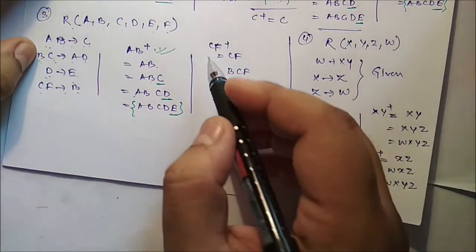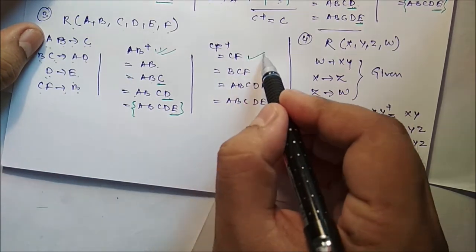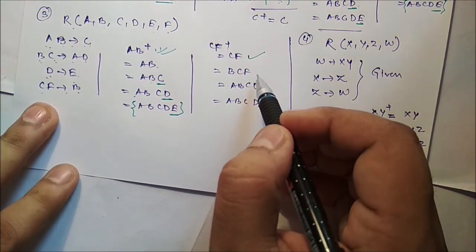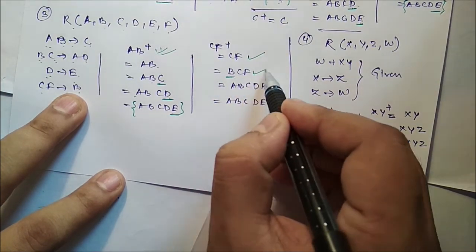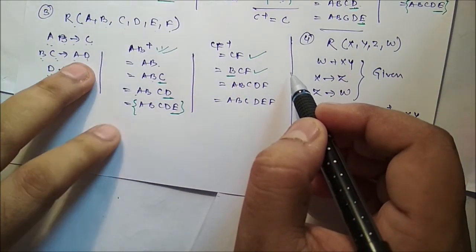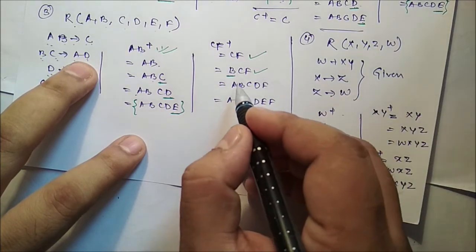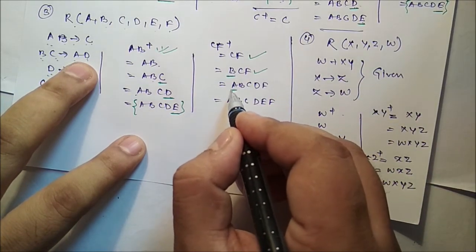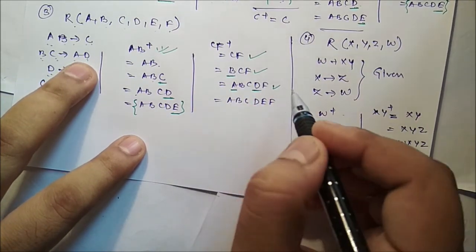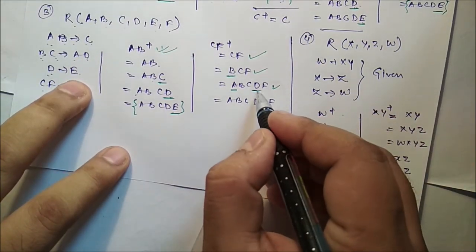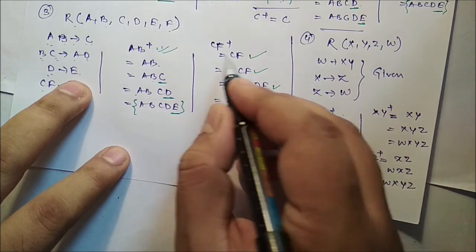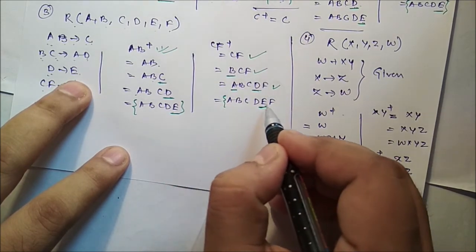What about the CF closure? CF closure is CF. And since we know CF, that means we know B. We have to include B here, BCF. And if you know BC, we can include AD. So if you know BC, we can identify A and D. Are you getting this one? And if we know D, we know E. That means the CF closure is A, B, C, D, E, F.